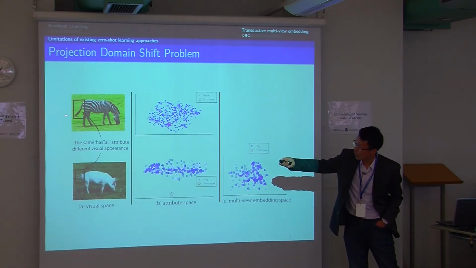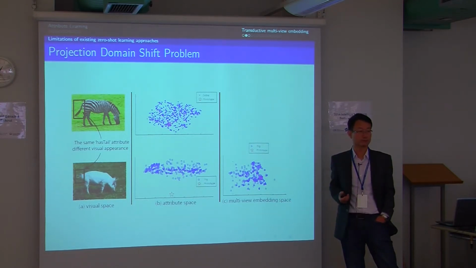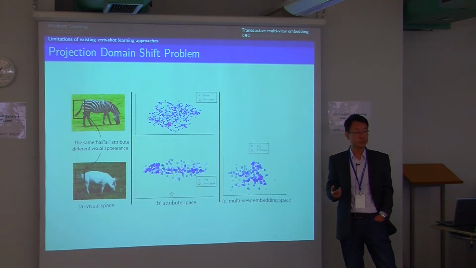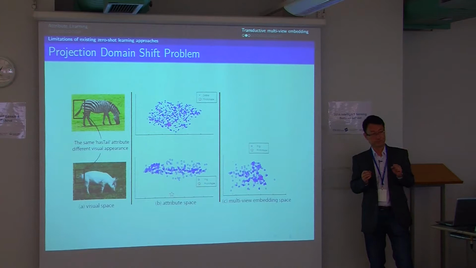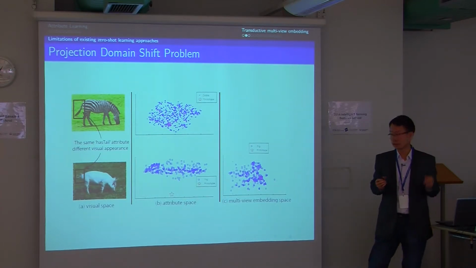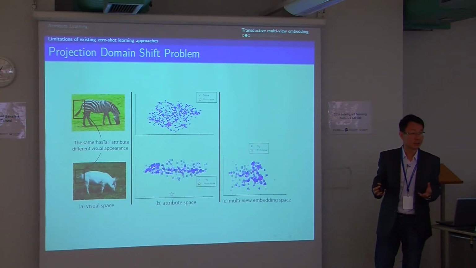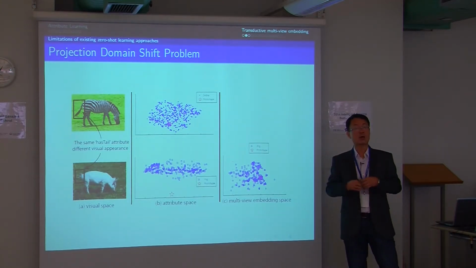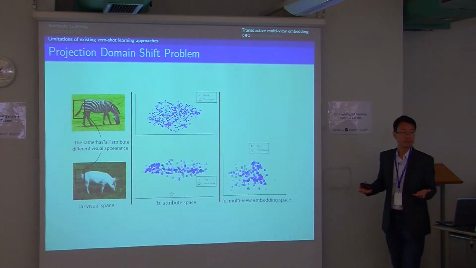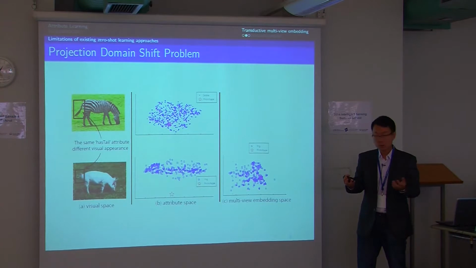The zebra tail is long and straight, and the pig tail is short and curly. That's the main difference. So let's say you learn a classifier for tail from zebra, and you apply this classifier to this new image. You may not be able to predict correctly. This image also has a tail, because what a tail looks like can be very different. And add all these different attributes together, you will have a bigger problem.